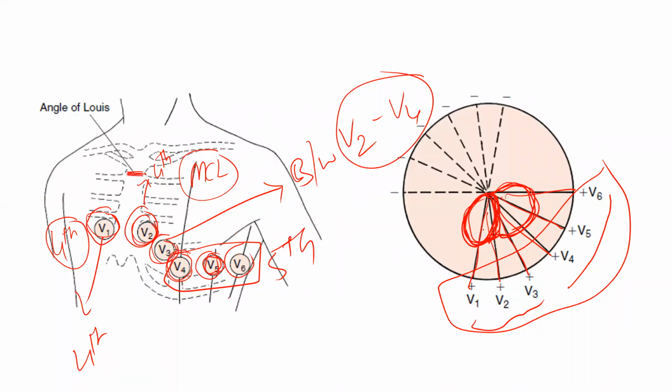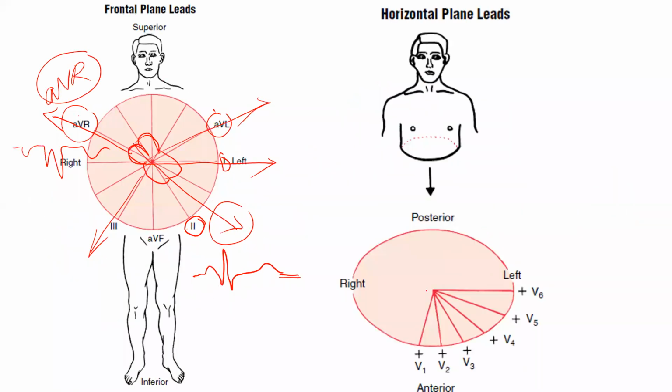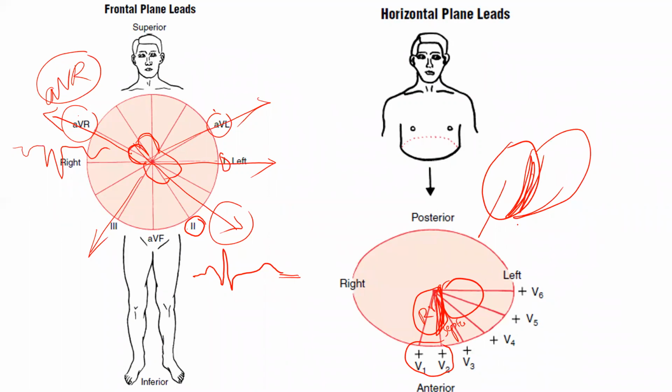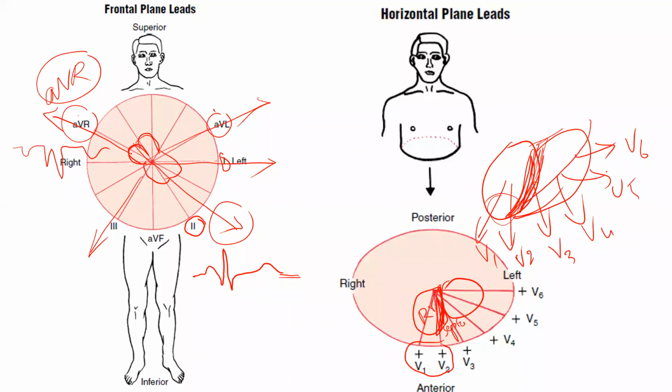For example, if you take the heart here, these are the two ventricles. V1 and V2 will most of the time detect the right-sided ventricle as well as a small amount of septum. So this is the RV and this is the septum. V1 and V2 usually detect the activity of some amount of RV and a slight amount of septum. Then V3, V4, V5, V6 will detect most of the activity of your LV, the left ventricular activity.